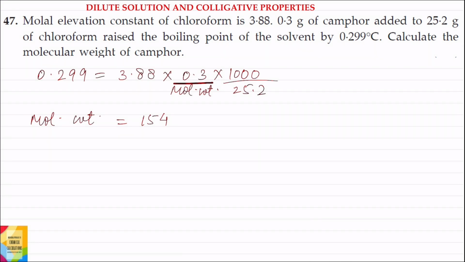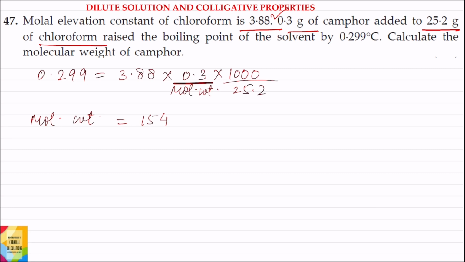Molal elevation constant of chloroform is 3.88, which means this is the value of Kb. 0.3 gram of camphor is added to 25.2 gram of chloroform. Solute is camphor, weight of solute is 0.3 gram. Solvent is chloroform, weight of solvent is 25.2 gram.